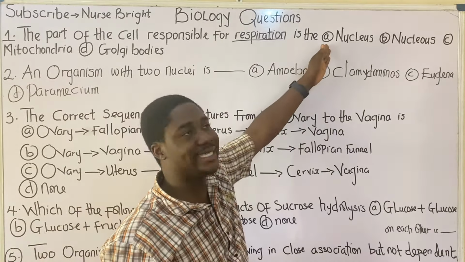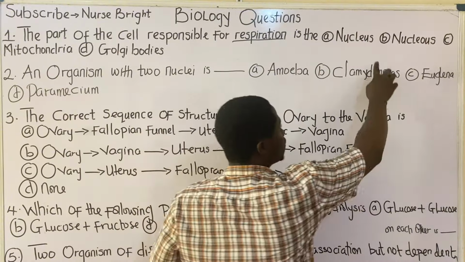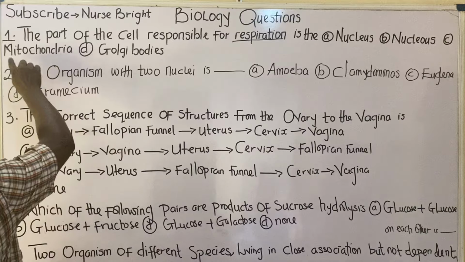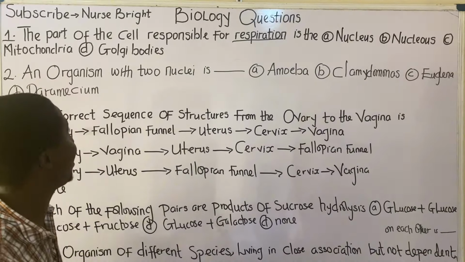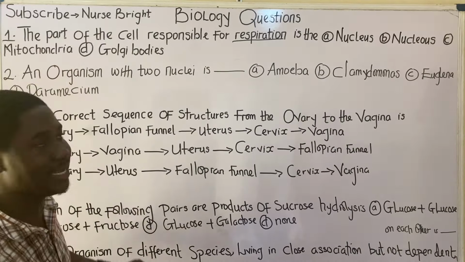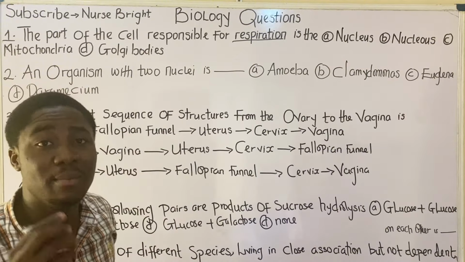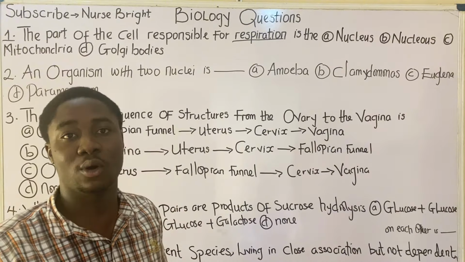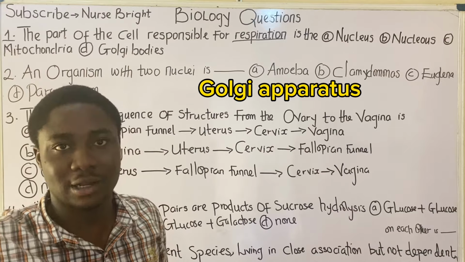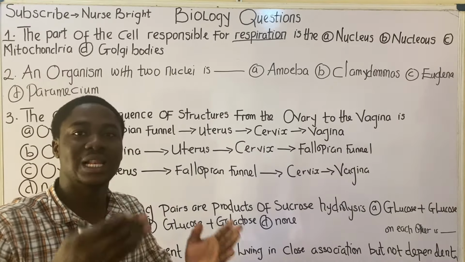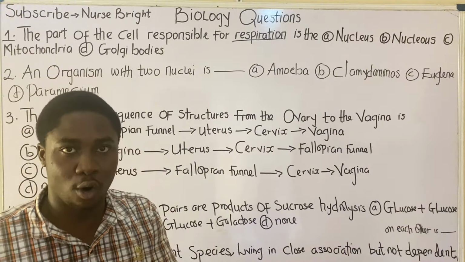Now, option A says nucleus. Option B says nucleolus. Option C says mitochondria, whereby option D says Golgi bodies. Remember, Golgi bodies are also called Golgi apparatus. Do you understand? So before we answer this question together, let us analyze each of the options.